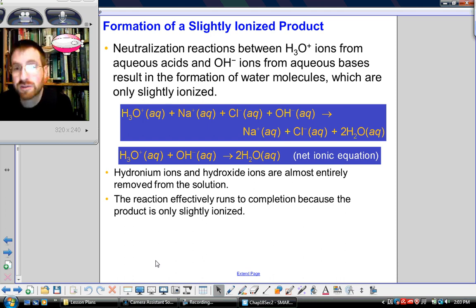Neutralization reactions between hydronium ions from aqueous acids and OH or hydroxide ions from aqueous bases result in the formation of water molecules, which are only slightly ionized. Hydronium ions and hydroxide ions are almost completely or entirely removed from the solution. The reaction effectively runs to completion because the product is only slightly ionized.